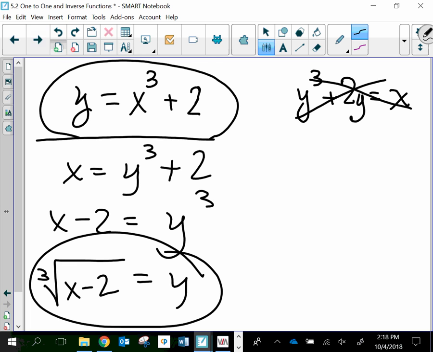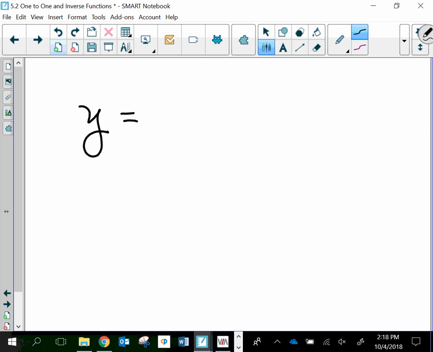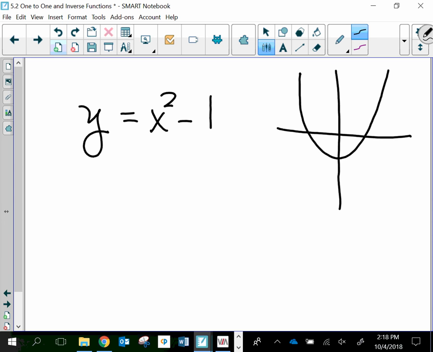What about a quadratic, y = x squared - 1? What does that look like? Correct. It would be down one, and it's a parabola shooting up, right? That's really ugly, but anyway. Is that 1-to-1? No.